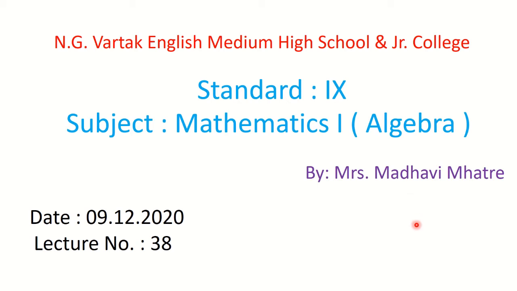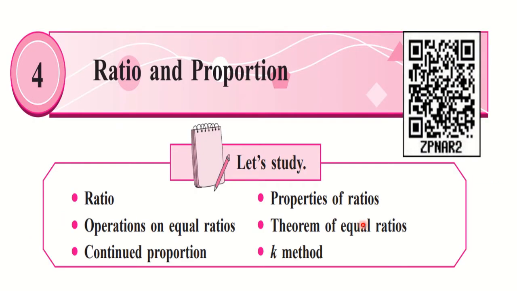Hello students, welcome back to the next lecture of Mathematics 1, that is Algebra. We are studying chapter number 4, that is Ratio and Proportion. In that we have completed the topics ratio, properties of ratio, operation on equal ratios and theorem of equal ratios, which I explained to you last time.